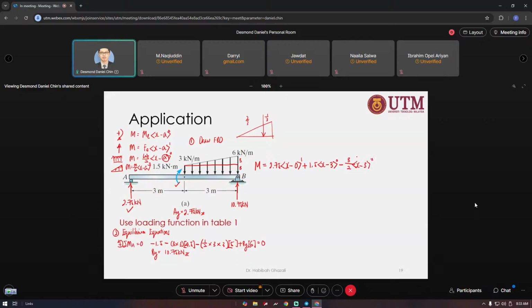Next, you have this triangular loading. For the triangular loading, of course, the closest one is the fourth equation. The fourth equation is M. What is M? Based on the note that I gave you, M is the gradient of the triangular load.